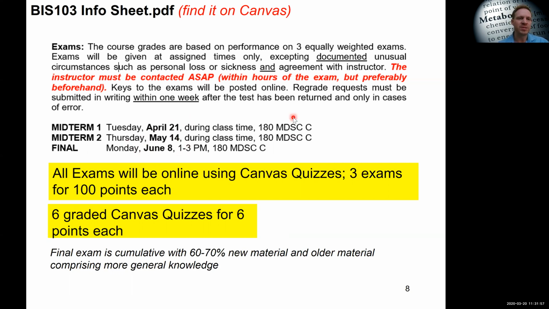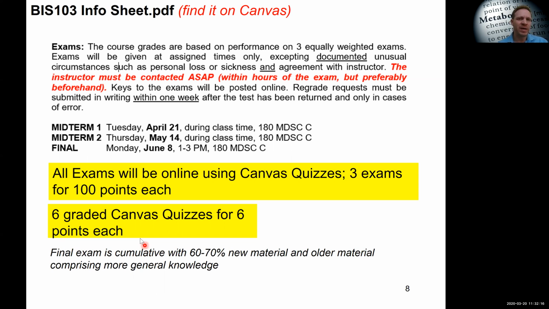Please ignore the room numbers here. All exams, due to our current circumstances, will be online, and I will provide them as Canvas quizzes. Each exam will have 100 points each. Please note that the final exam will be cumulative.